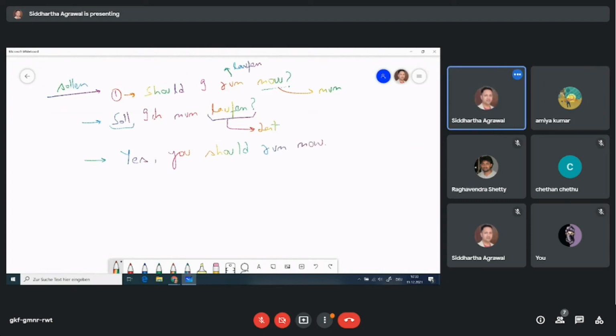Chetan, try it. Ja, du soll... sorry, du sollst nun laufen. Yes, 100% correct. Absolutely right. So you also took care that first of all, the modal verb is used in the second position and which is conjugated also. And nun will be used in the middle, and laufen is the main verb which will be in the infinitive and at the last position.